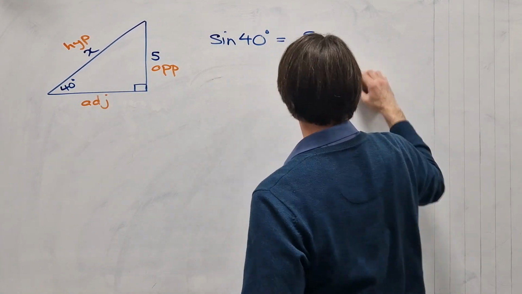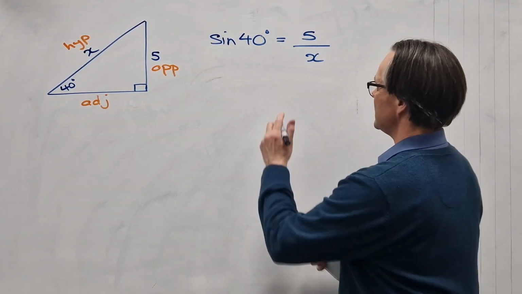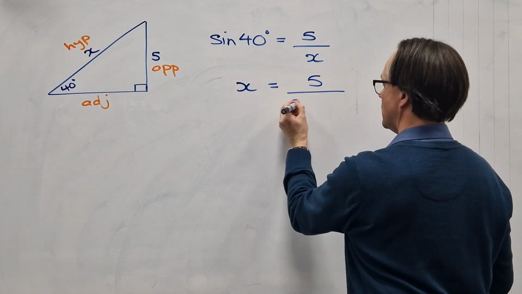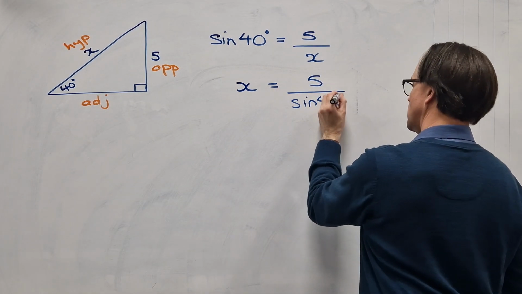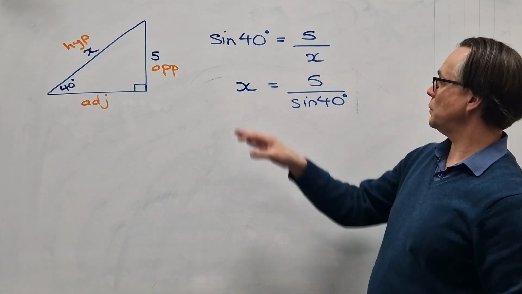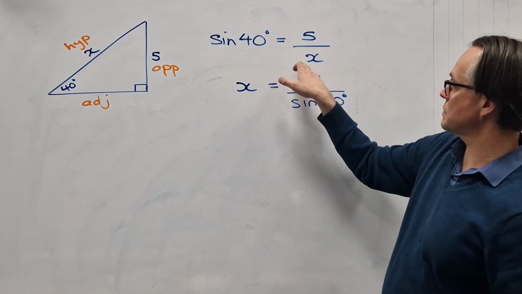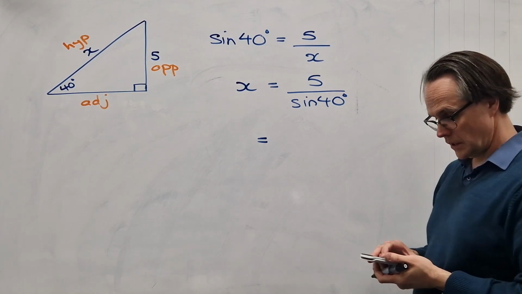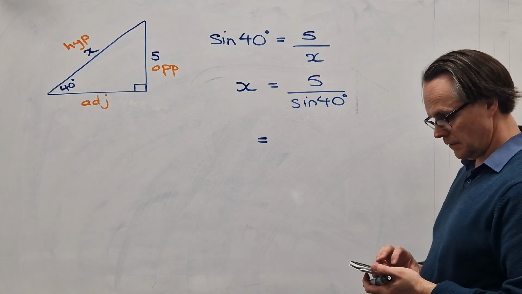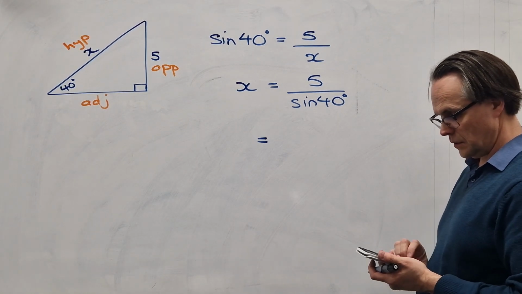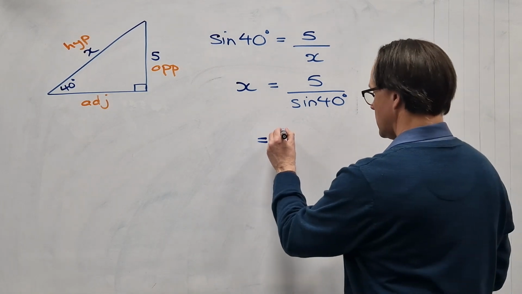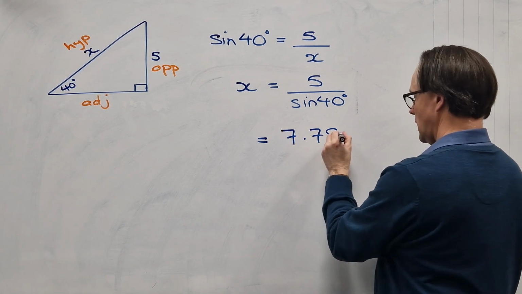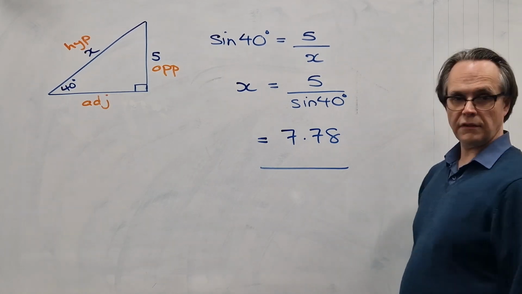So the correct rearrangement for this is that x equals 5 over sine 40. Whenever you're in a situation where you've got something equals a fraction, you can always swap these two things over. And so I'll just put them into the calculator. So 5 divided by sine of 40 equals 7.78, correct to three significant figures.